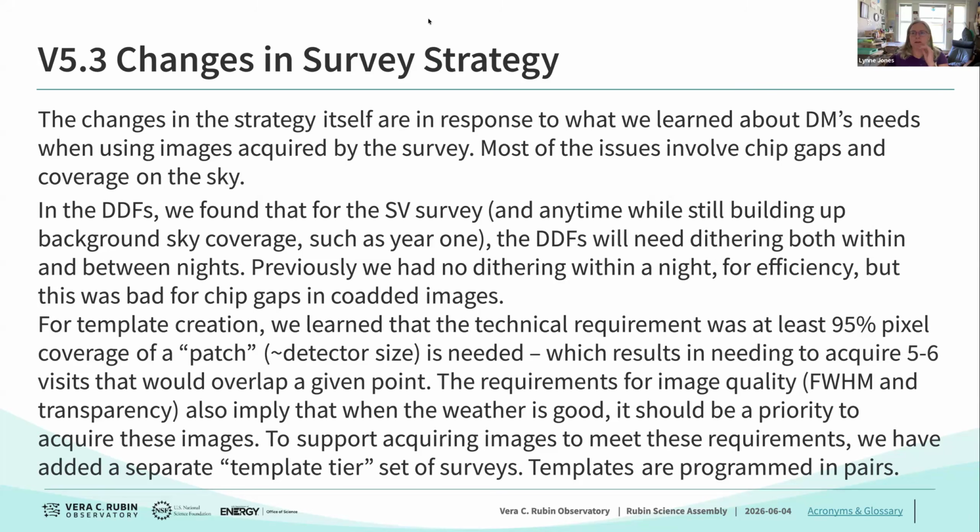Yeah, but it is true that our camera does have a fair bit of scattered light. And it's getting better, because not all of the scattered light mitigations were in place during commissioning. But it is definitely true that one of the reasons for adding more dithering was not just chip gaps, but also to be able to deal with the scattered light. And I'm sorry, I forgot to mention that earlier.